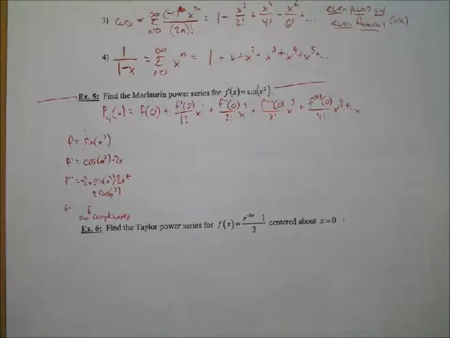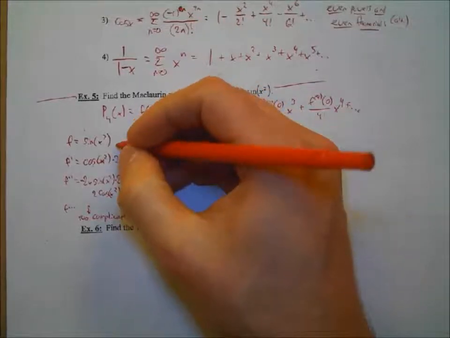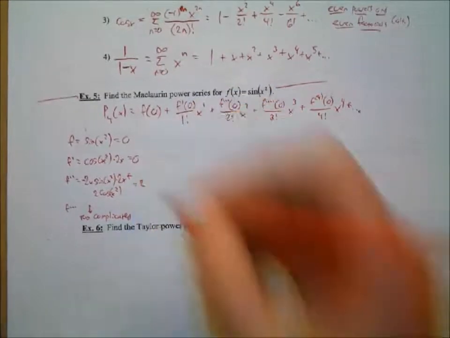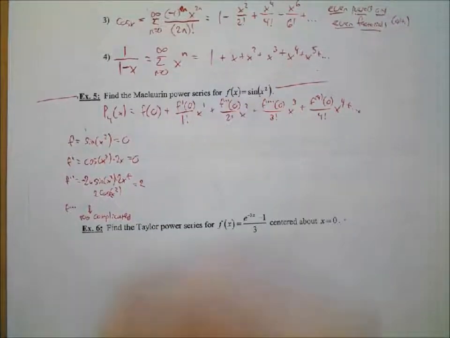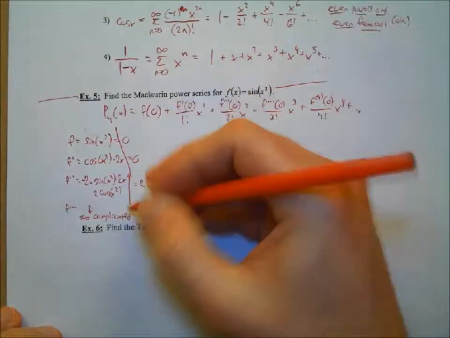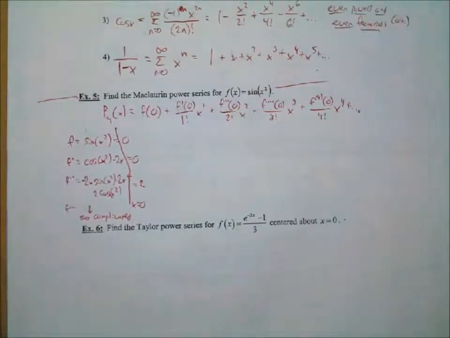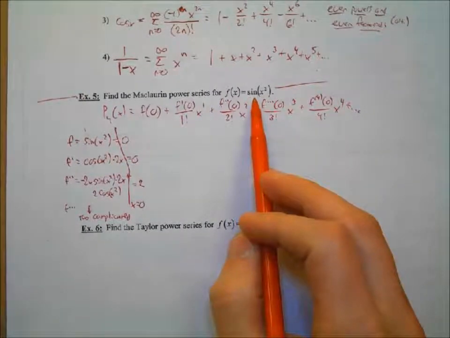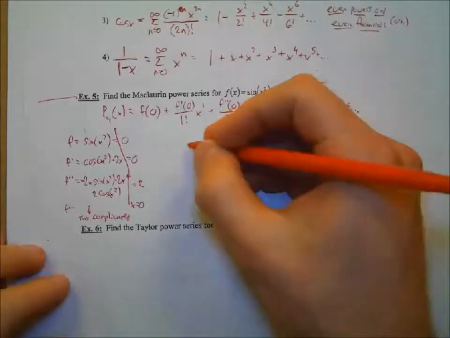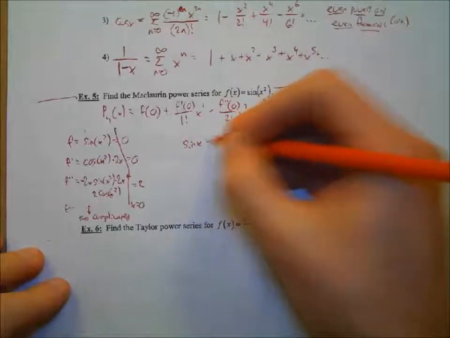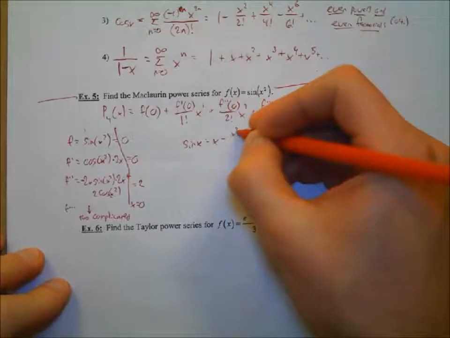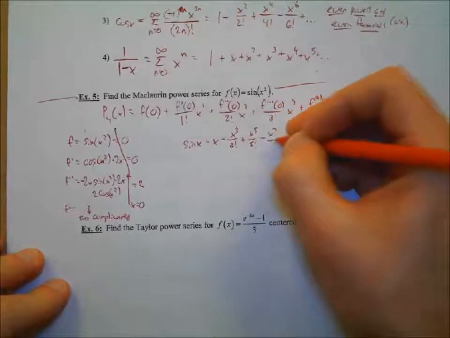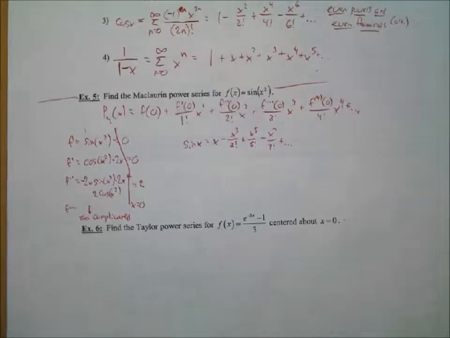We could still evaluate here and see that when we plug in 0 here, we'll get 0, and 0 here, we get 0, and for this one, we'll end up getting 2, if I evaluate it at x equals 0. But this is awfully close to which one of our power series? Sine of x. So sine of x, we know to be x minus x to the third over 3 factorial plus x to the fifth over 5 factorial minus x to the seventh over 7 factorial plus dot, dot, dot. You get the idea.